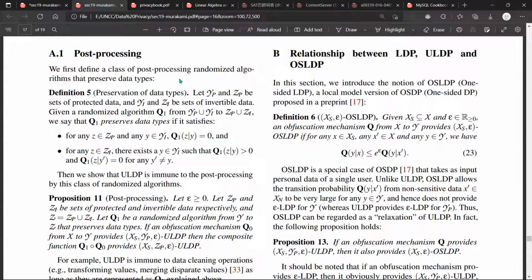Then we say that this Q1 will preserve those data types if it satisfies the following conditions. First, for any z in the protected data set of Z, and any y in the invertible set, the probability of z being produced from Q1 with y as input should be 0.